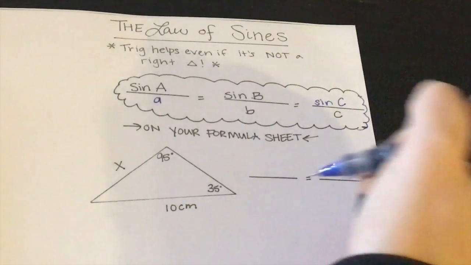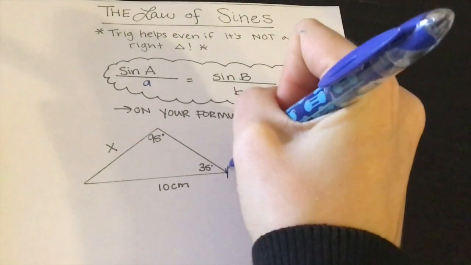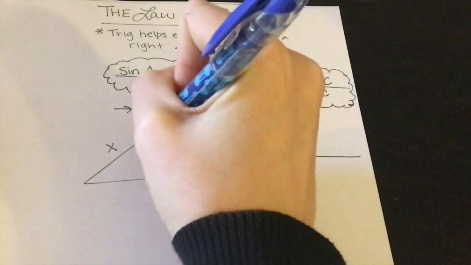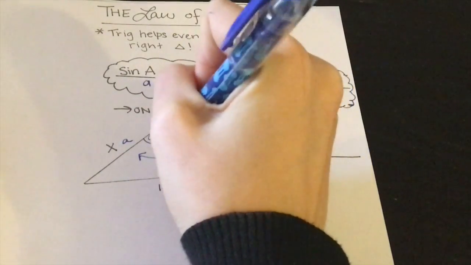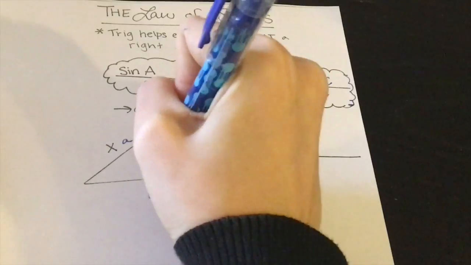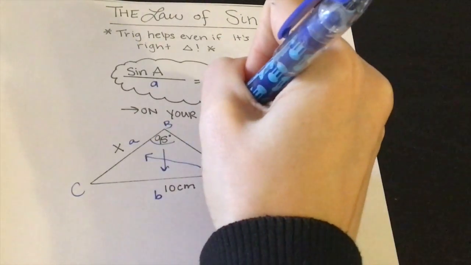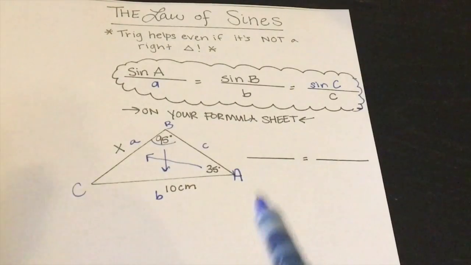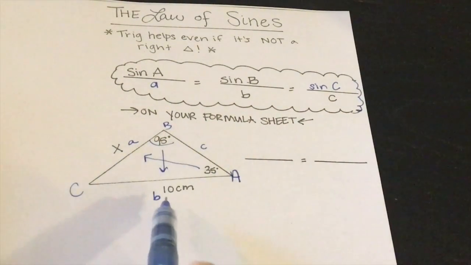So if you think about it, you could label these angles however you want. Let's say this is angle A. That means this is side A. If this is angle B, that would make this side B. And then we have angle C and side C. Just think about the relationship between the angles and the sides that are opposite them.